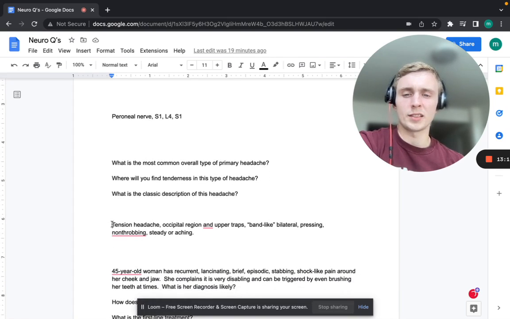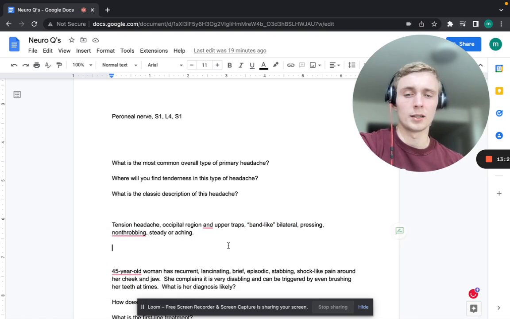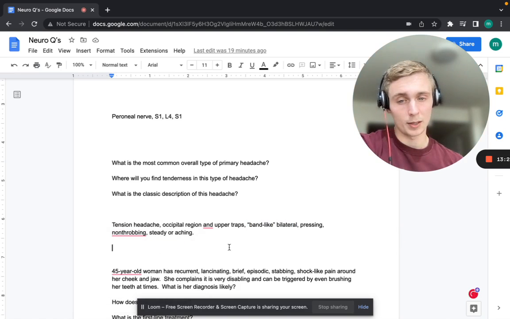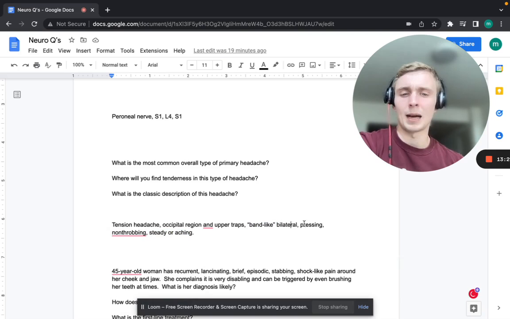So that's going to be, of course, a tension headache. The occipital region and upper traps is where they'll be tender. And they'll describe it as a band-like, bilateral, pressing, non-throbbing, whereas a different type of headache would be throbbing, that we'll get to, steady or aching. So especially a band or vice-like bilateral pressing, and that's a tension headache.